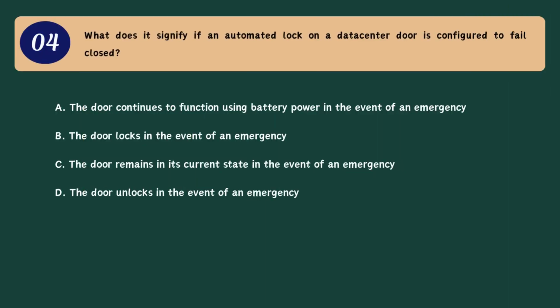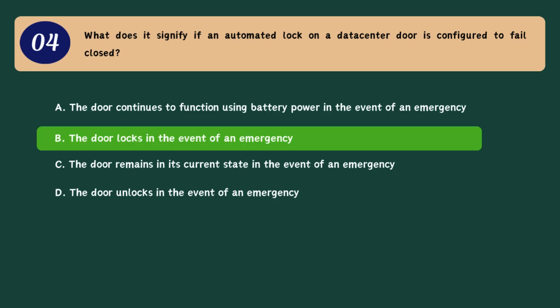Question 4. What does it signify if an automated lock on a data center door is configured to fail closed? A. The door continues to function using battery power in the event of an emergency. B. The door locks in the event of an emergency. C. The door remains in its current state in the event of an emergency. D. The door unlocks in the event of an emergency.